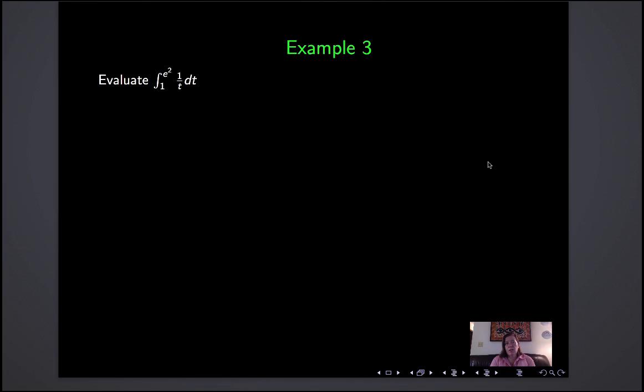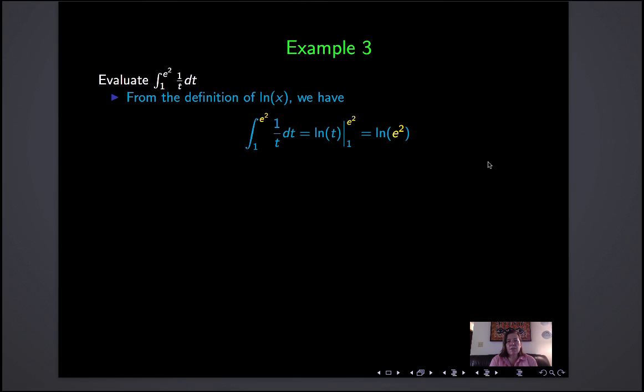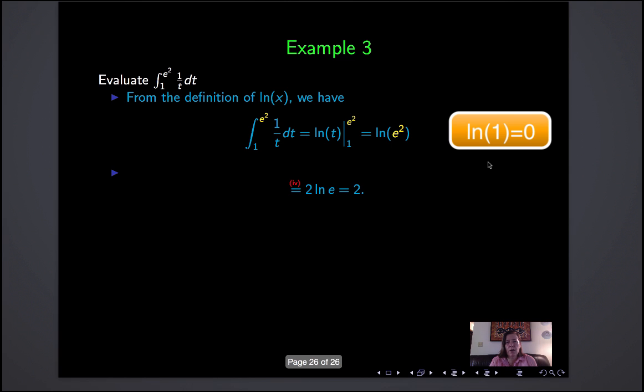Okay, now let's integrate this with something we've learned in the previous video, basically the natural log of e equals 1. We know that the natural logarithm is an antiderivative for 1 over t. If we want to evaluate this integral, we take that antiderivative, the natural log of t, and evaluate it at the endpoints. So the integral from 1 to e squared of 1 over t dt is the natural log of e squared minus the natural log of 1. Since the natural log of 1 is 0, that's the natural log of e squared.